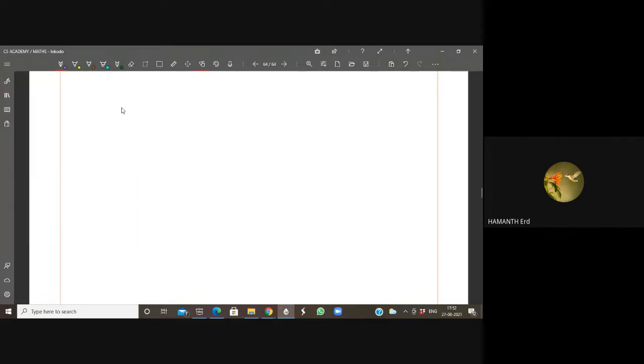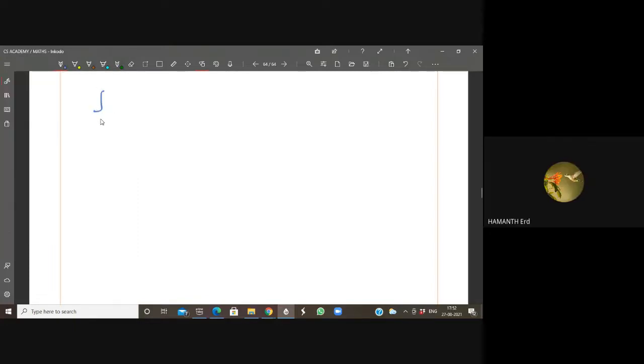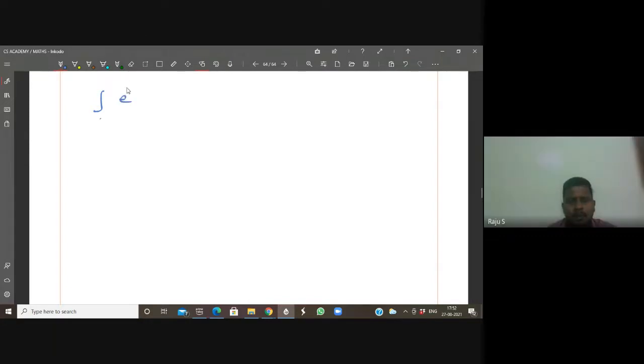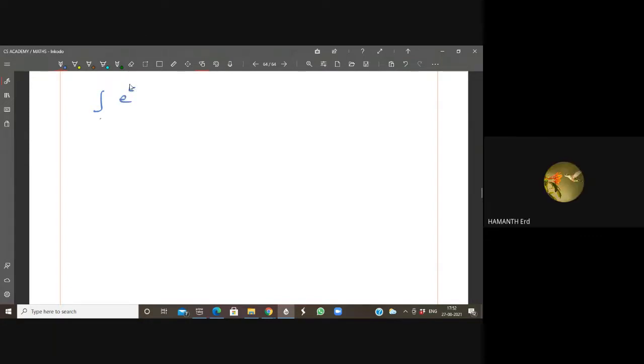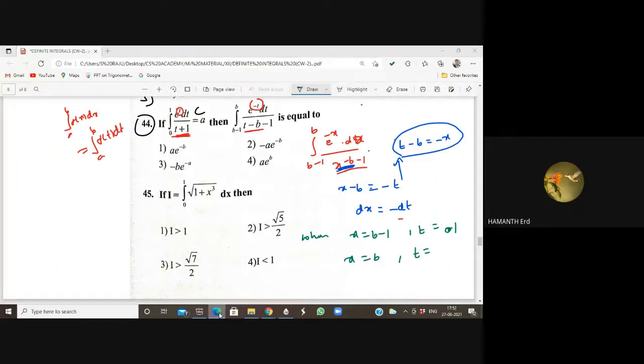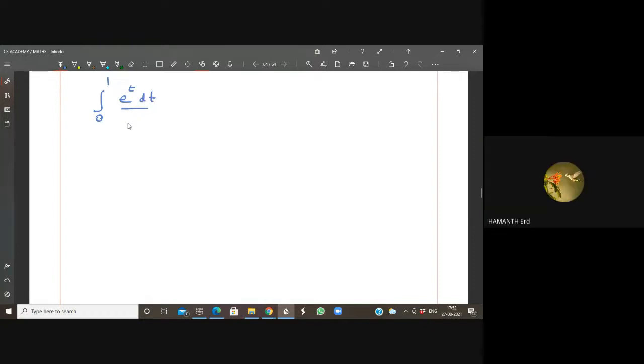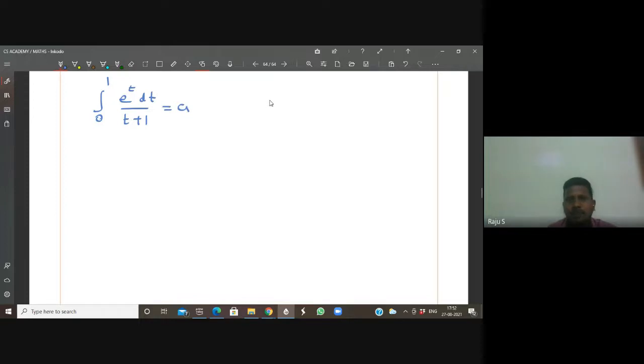Integration of e power t dt by t plus 1, e power t dt by t plus 1 is equal to a. Then evaluate the value of the integral.